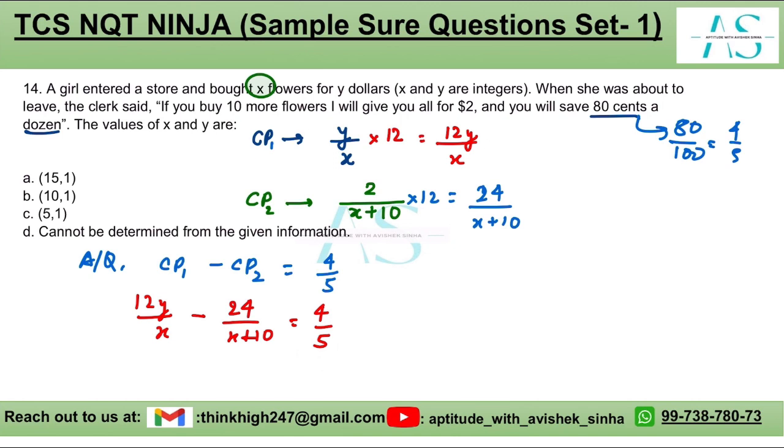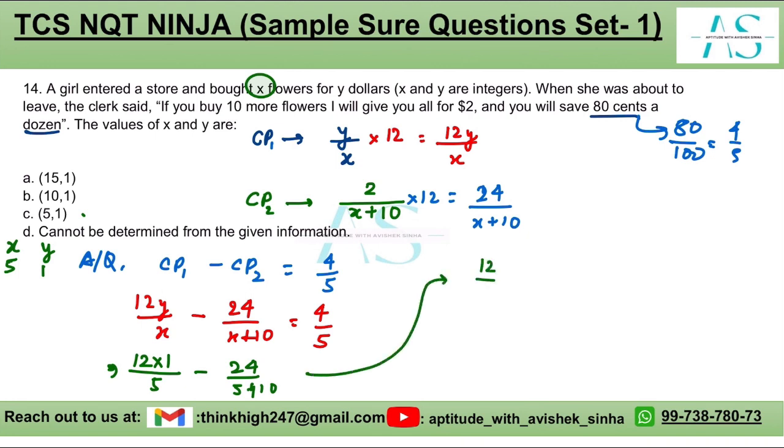So I'll start with the simplest values, that is x as 5 and y as 1. Let's see what we have. I'm only trying to solve the left hand side: 12 into 1 upon 5 minus 24 upon 5 plus 10. So I'm just trying to solve this part.